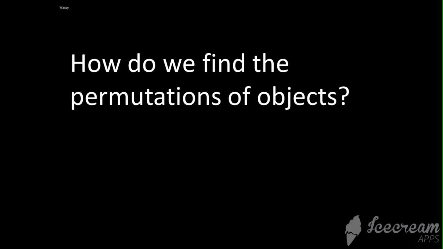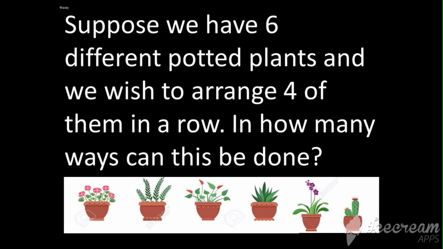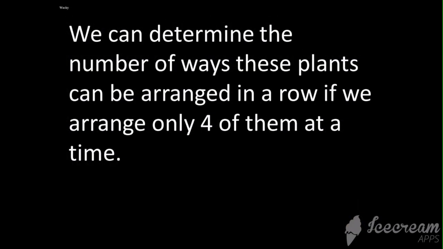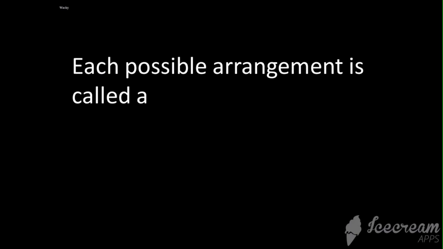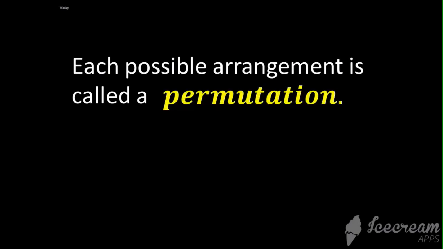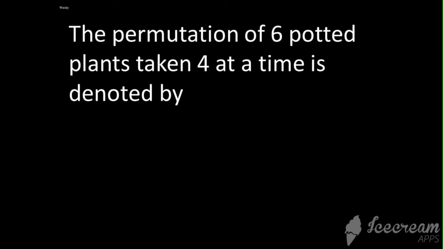How do we find the permutations of objects? Suppose we have 6 different potted plants and we wish to arrange 4 of them in a row. In how many ways can this be done? We can determine the number of ways these plants can be arranged in a row if we arrange only 4 of them at a time. Each possible arrangement is called a permutation. The permutation of 6 potted plants taken 4 at a time is denoted by any of the following.